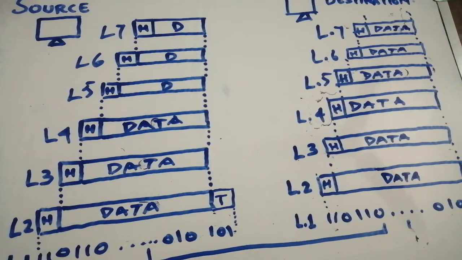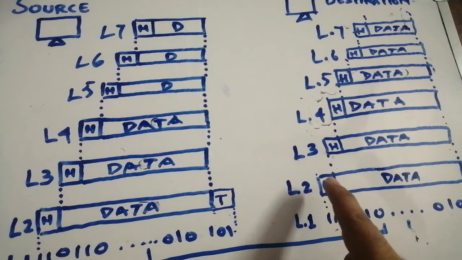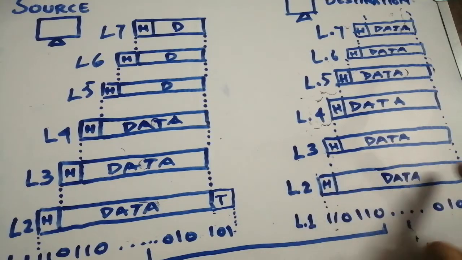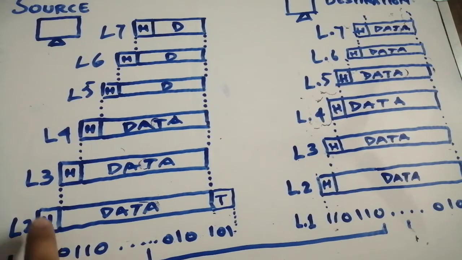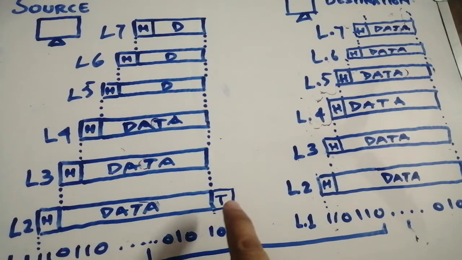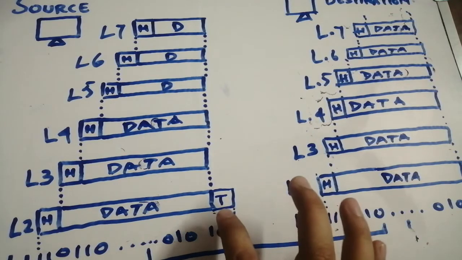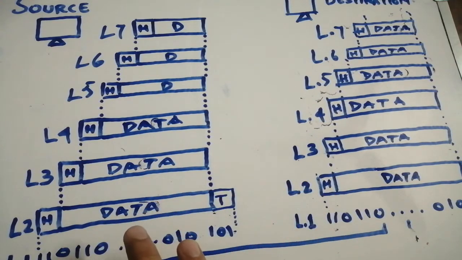Trailer contains frame check sequence that will check if the data that is received at the destination is in its original form or not. Layer 1 will translate the whole data from all the headers and trailers into ones and zeros, and then this data will be transmitted towards the destination.